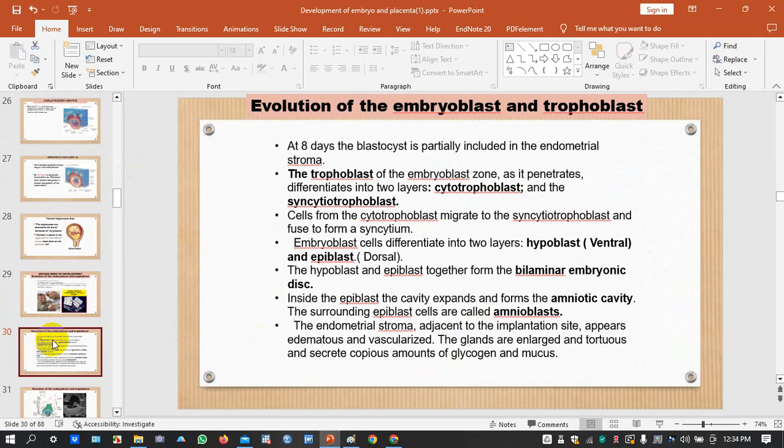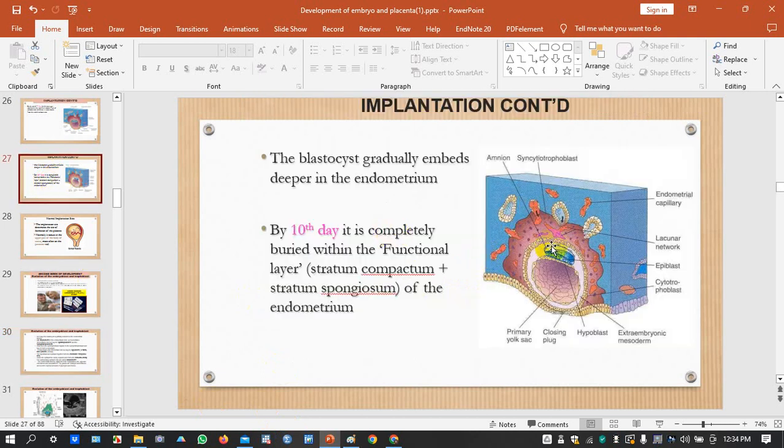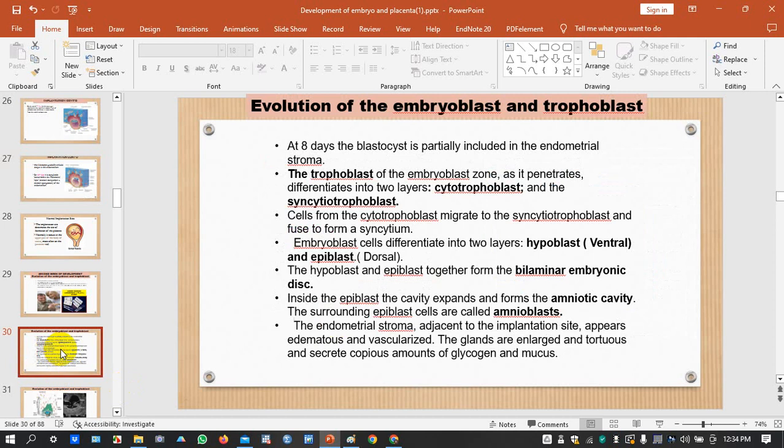So we see more images. The hypoblast and the epiblast together form the bilaminar embryonic disc. Inside the epiblast, the cavity expands and forms the amniotic cavity. So you can see this is the amniotic cavity. The amnion gives us a cavity called amniotic cavity. And this is the primitive or primary yolk sac. The surrounding epiblast cells are called amnioblasts.